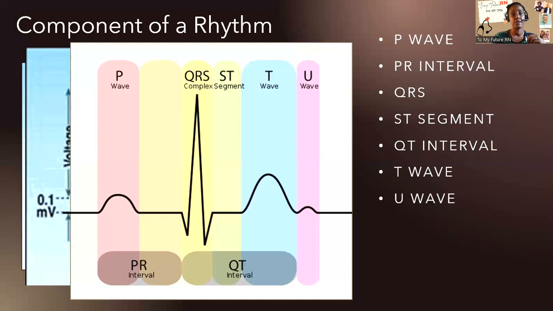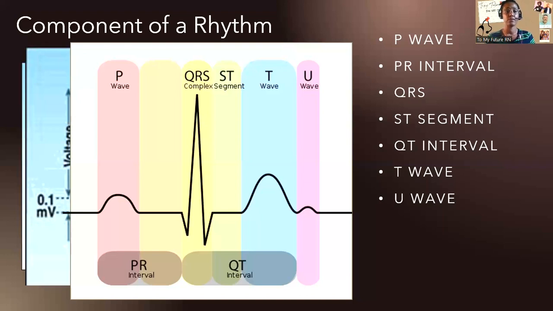Our next wave is your T wave, and that represents ventricular repolarization. So this is the next deflection after your QRS, and it's usually a positive deflection. If it is negative, which means it's pointing down, you need to follow up. It's indicating some kind of pathology in the heart conduction system.